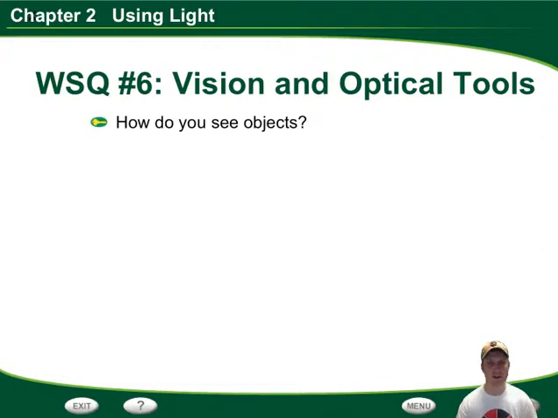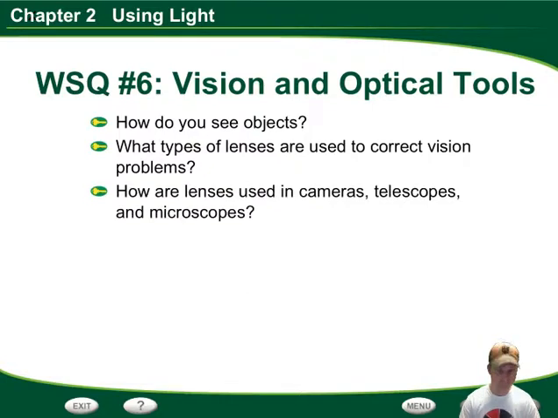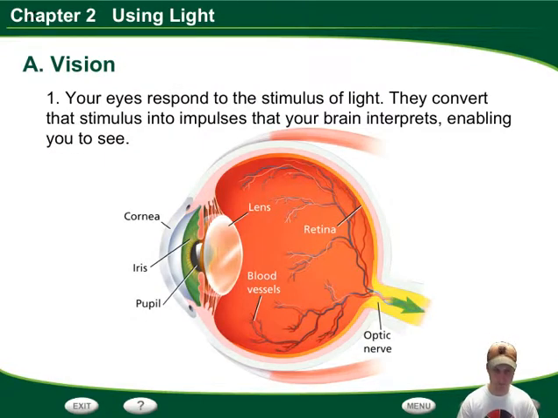So let's get started. We're going to learn today how do you see objects, and we're going to learn what type of lenses are used to correct vision problems, which are two pretty big ones. And then ultimately, how are lenses used in cameras and telescopes and microscopes and mirrors as well in those optical tools that we use. So let's start with a quick overview of the eye and vision.